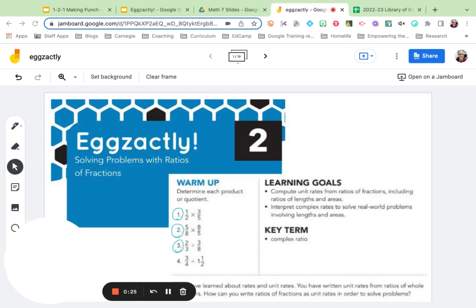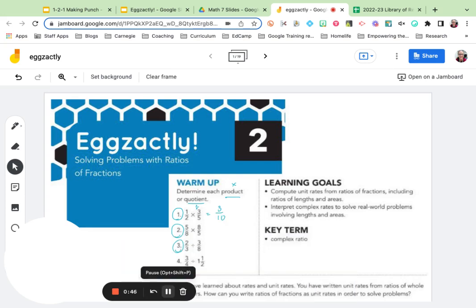Remember that when we use the word product, we're talking about multiplication, and when we use the word quotient, we're talking about division. All right, pause the video and set a timer for 4 minutes, and let's do our warm up. The teacher will be checking for understanding while you are working.